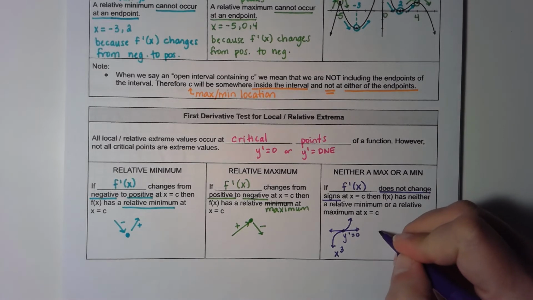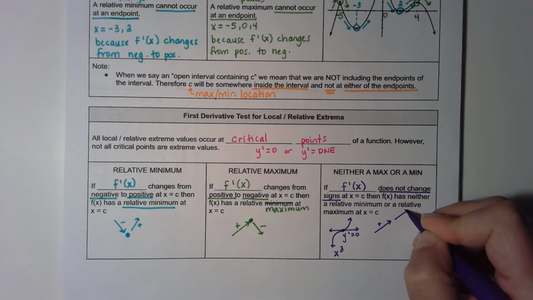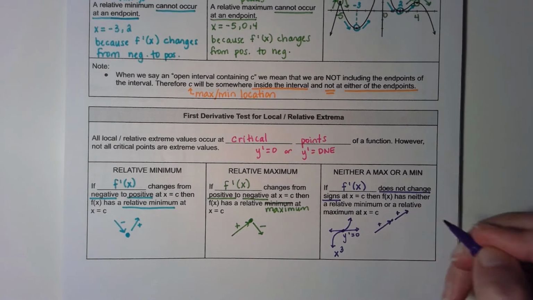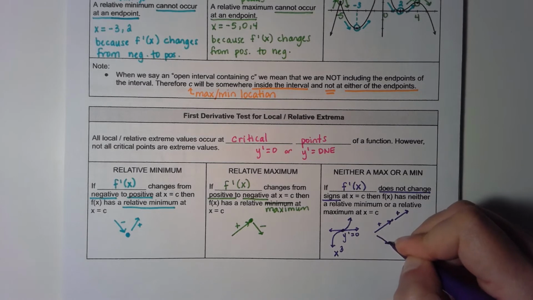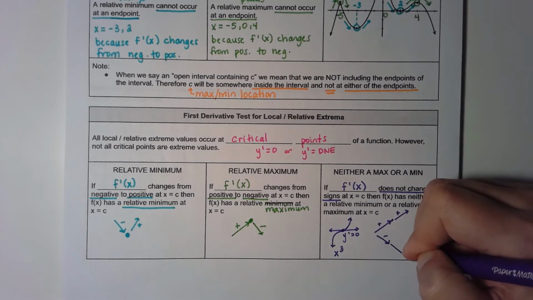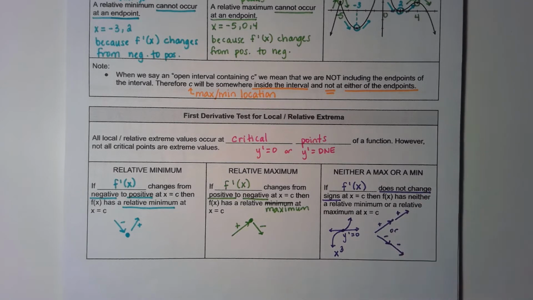In other words, if you figure out that your derivative was positive and then continues to be positive, there is no max or min there. Or if you figure out that your derivative is negative, meaning the original graph had a negative slope, and then continues to be negative, there is no max or min there. So if we do not change signs, we know that there is neither a max nor a min.